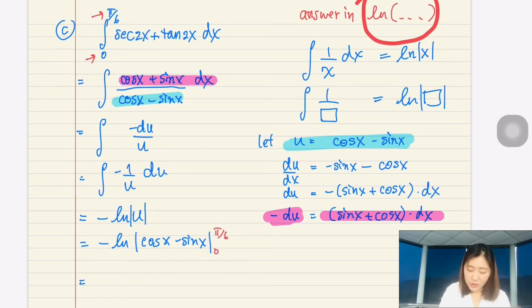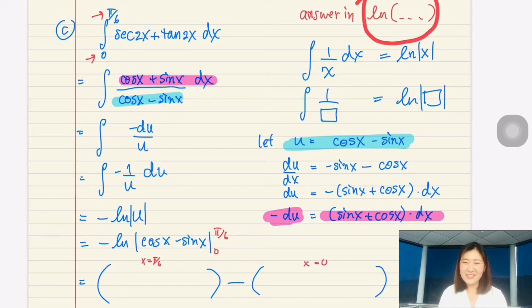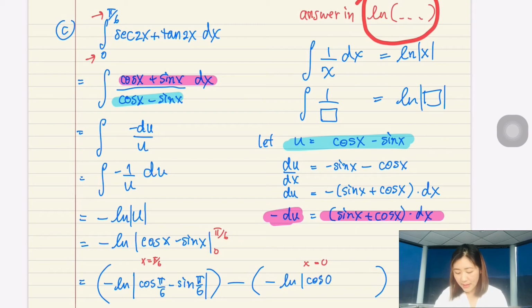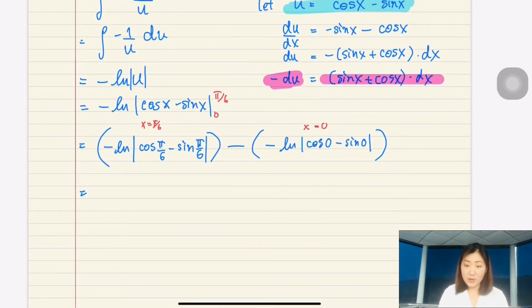So I would normally make it in brackets, and I remind myself here, okay, x is pi over 6 and here x is 0, and then I just put it in simply, don't think anything else, just substitute it in. Okay, so I put minus ln of the absolute value of cos pi over 6 minus sine pi over 6, and then minus ln of the absolute value of cos 0 minus sine 0. All right, and slow down a little bit.